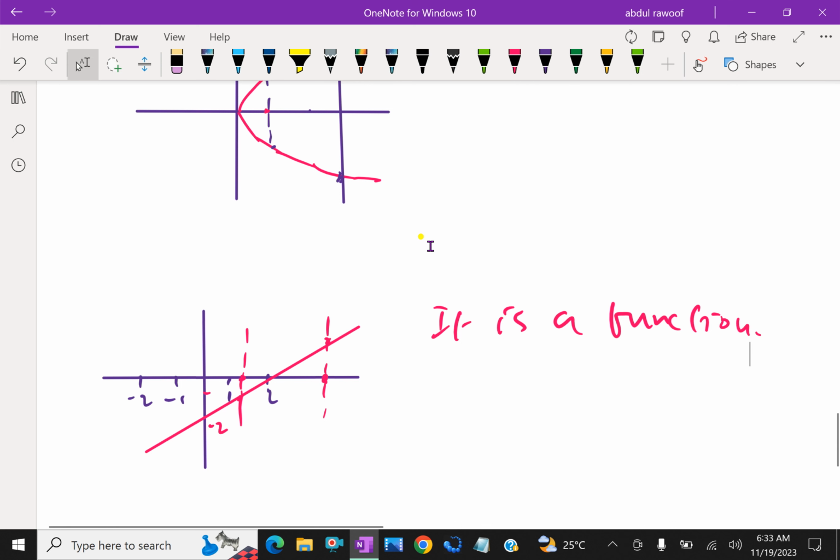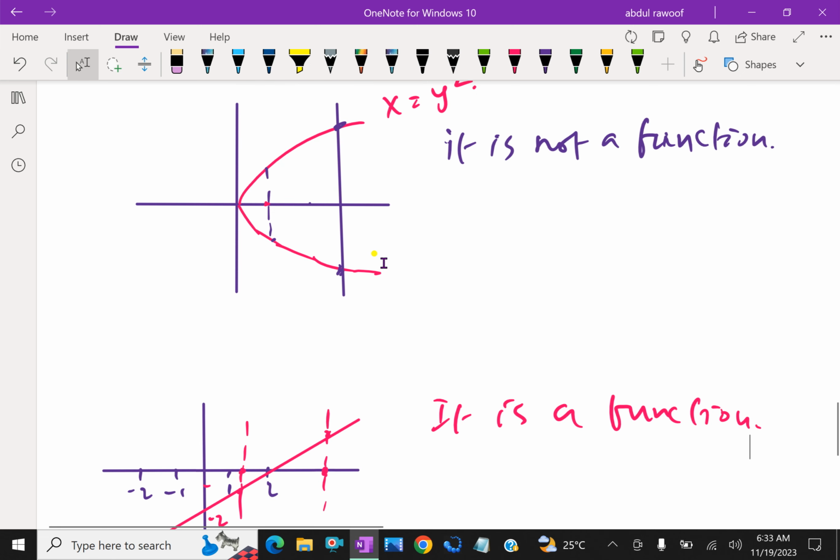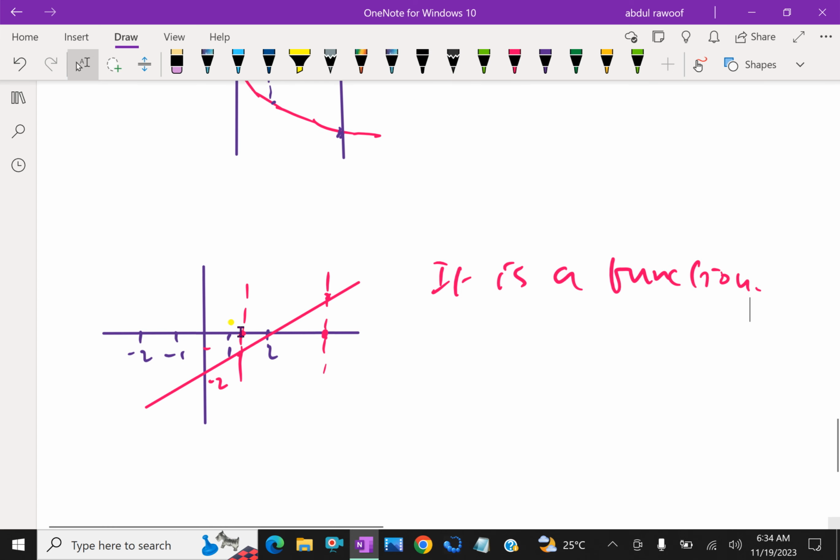That means we have to draw a figure for this equation and drop a perpendicular line through one point of x, through both negative y and positive y. Then we get 2 points here, and some equations have more than 2 points. So for a particular x value there are 2 y values, and it is not a function. But here, for each x value there is one y value, so it is a function.